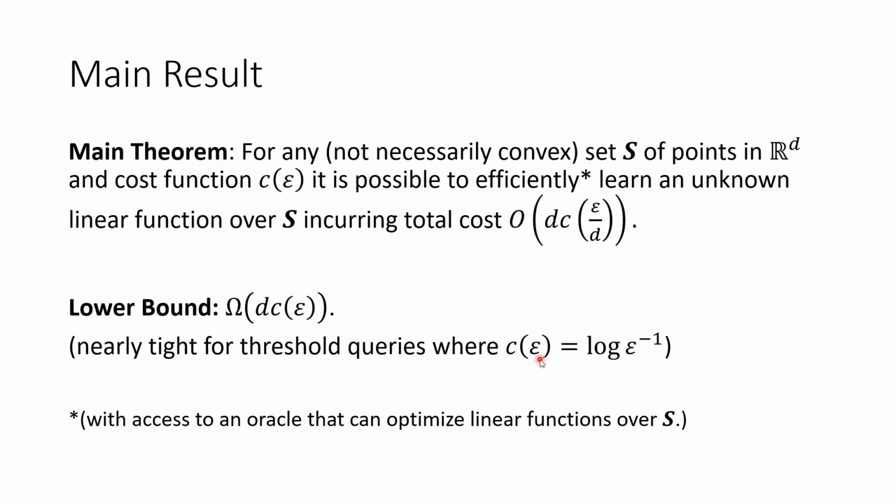And the main result of this paper is that, in fact, you can do this. So what we show is that for any set S of points in R^d, not necessarily convex, and cost function c(epsilon), it is possible to efficiently learn an unknown linear function over S while incurring total cost at most O(d times c(epsilon over d)). And there is a simple information-theoretic lower bound of Omega(d times c(epsilon)). So in particular, this is nearly tight for threshold queries, where c(epsilon) is equal to log 1 over epsilon, up to an additive log d-ish factor.